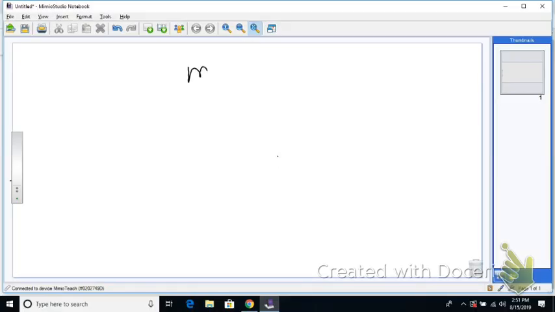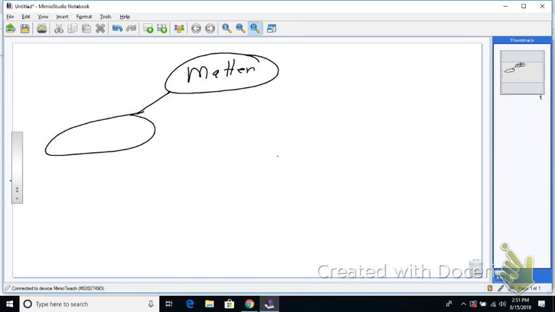Okay, so we have matter here. Everything's made up of matter. It can divide in two ways. On the left side, it doesn't matter what side we put this on, but this would be a mixture of matter, and then this is called a substance.